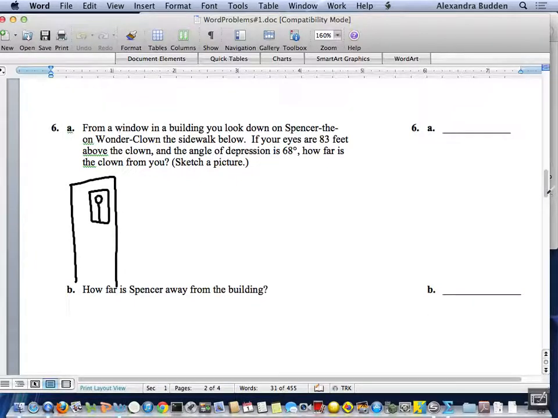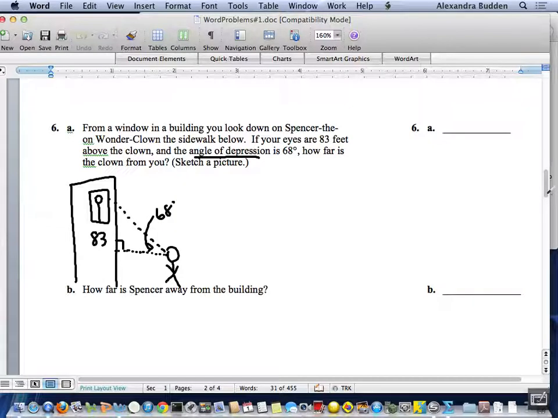So here's me in this building. Here's Spencer the Clown down here. I'm looking down on him. It says my eyes are 83 feet above the ground. So 83 feet above the ground. And the angle of depression is 68 degrees. So here's our right triangle. Anytime they give you an angle of depression or an angle of elevation, that always goes here in the triangle.